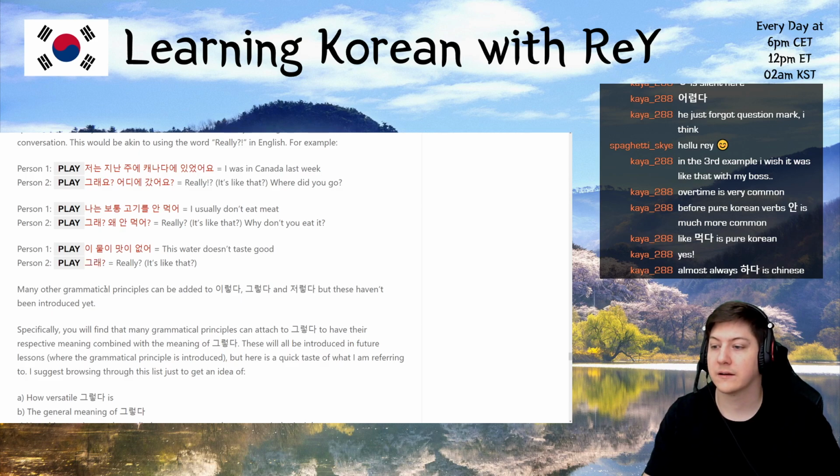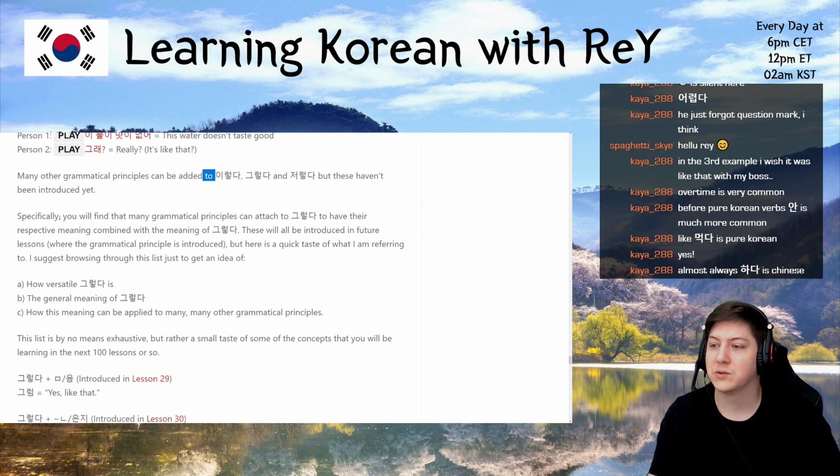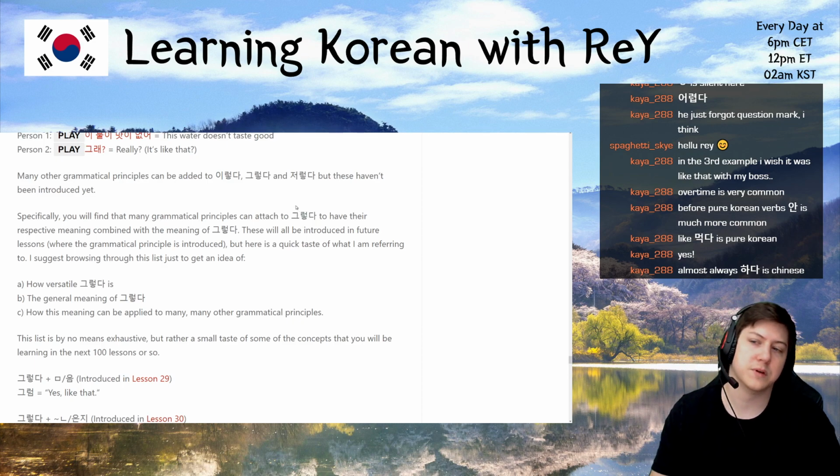Many other grammatical principles can be added to irota, kurota, and chorota, but these haven't been introduced yet. I edited that here for some reason. Anyways, specifically you will find that many grammatical principles can attach to kurota to have their respective meaning combined with the meaning of kurota. Okay, so kurota is a bit more special than irota and chorota.